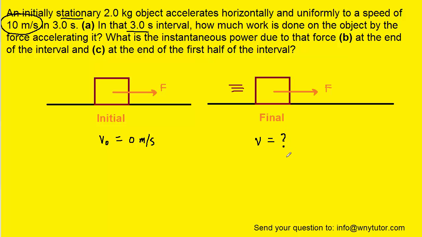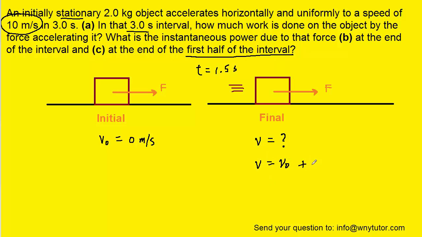Now, in part C, the final velocity actually is not going to be the 10 meters per second anymore, because now we're changing the time interval. If we look at the question, it's asking us for the first half of the interval, so that actually would be at time 1.5 seconds rather than time 3 seconds. So we actually need to calculate this final velocity at the end of the 1.5 second interval.